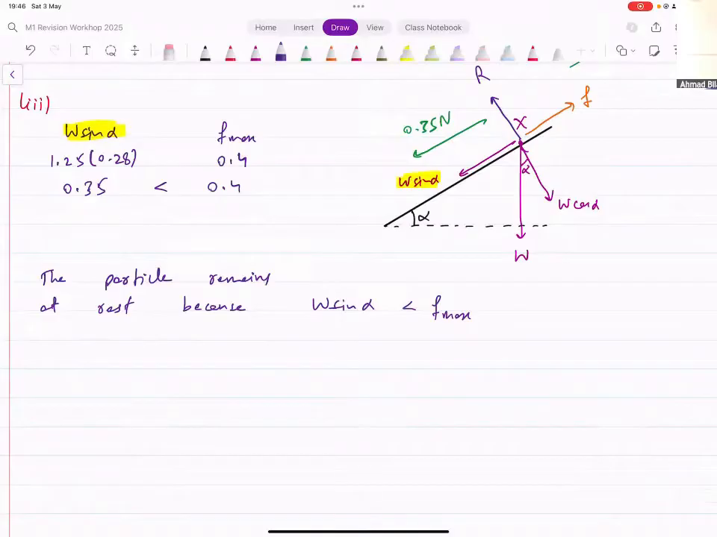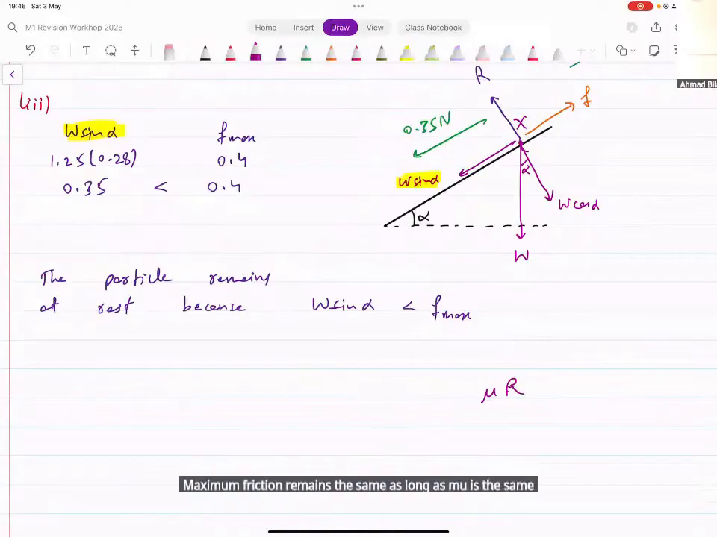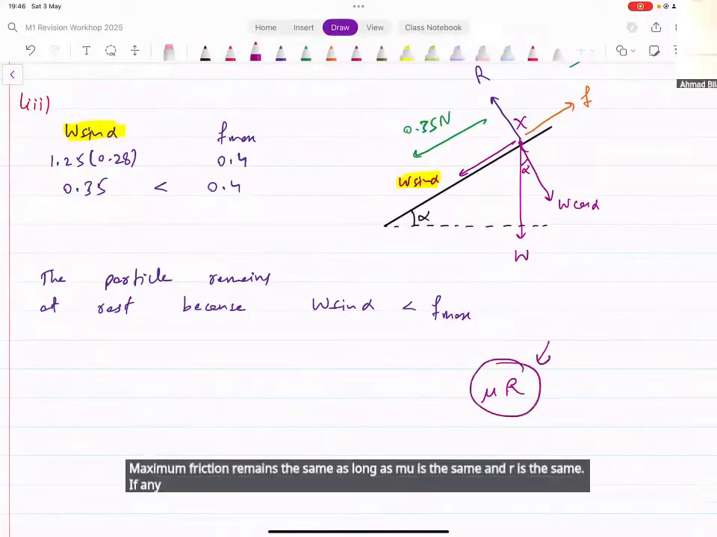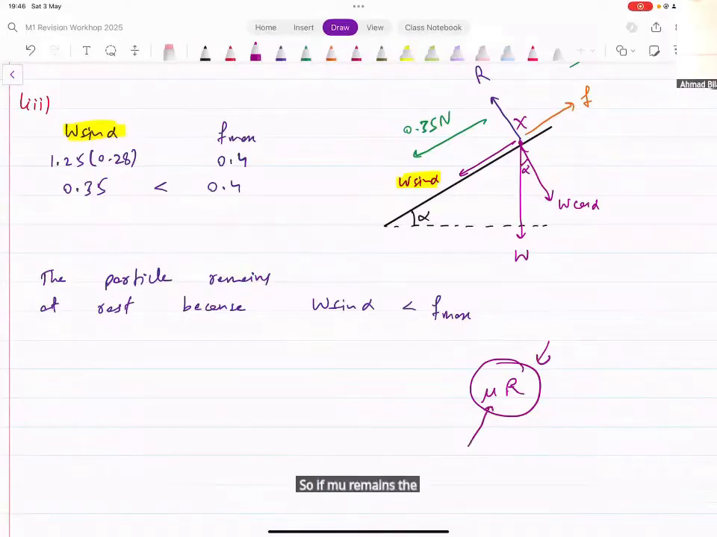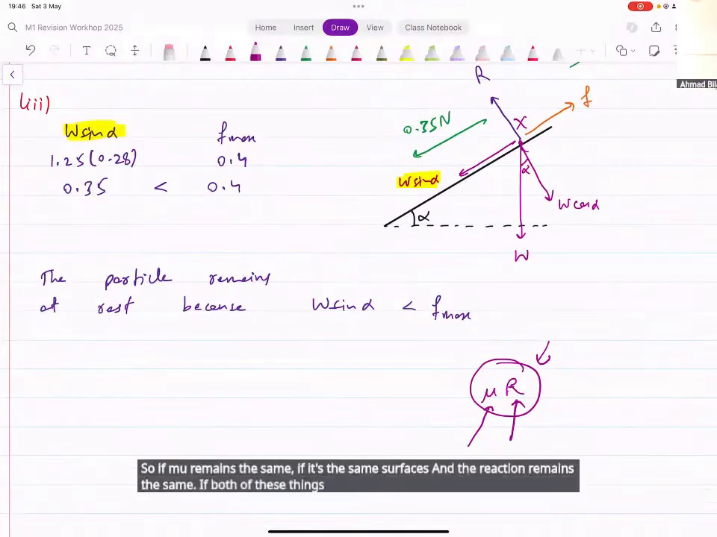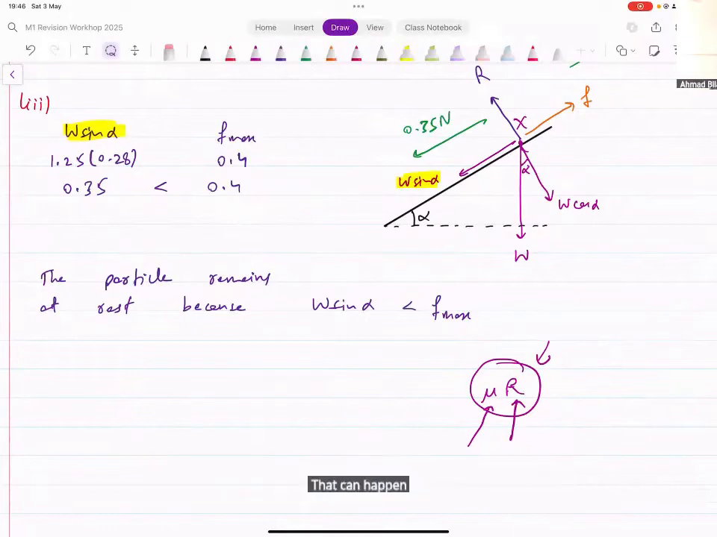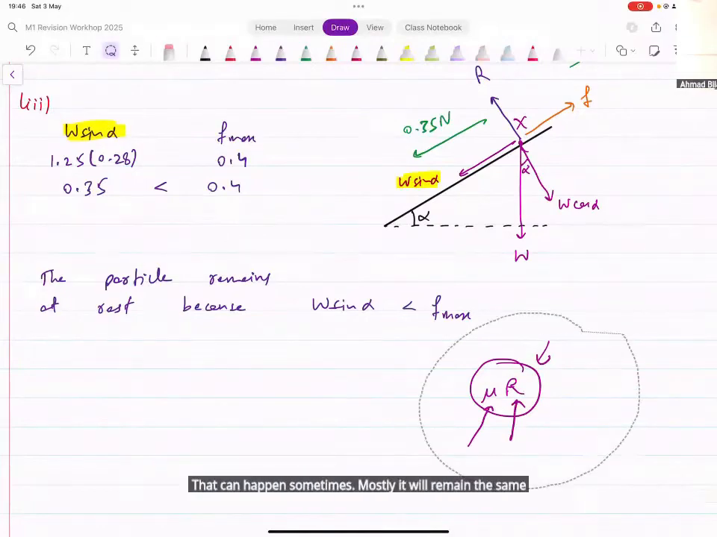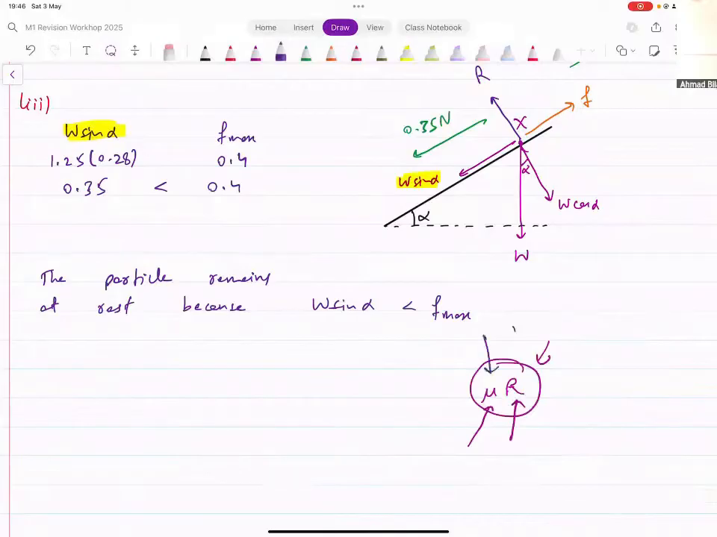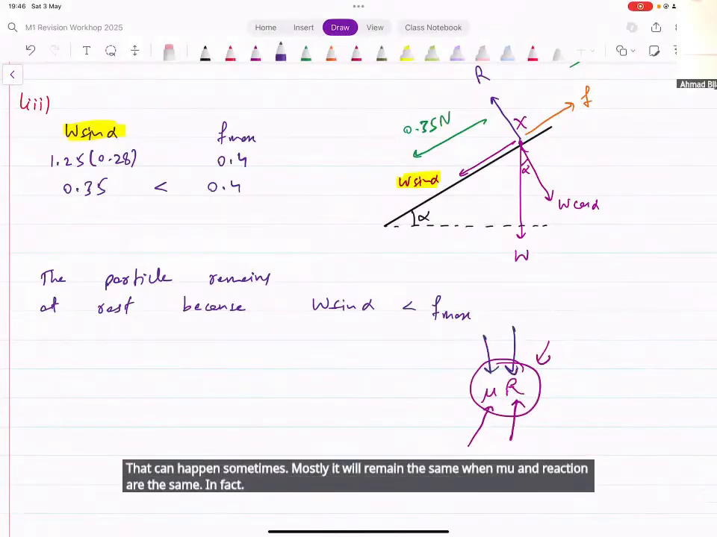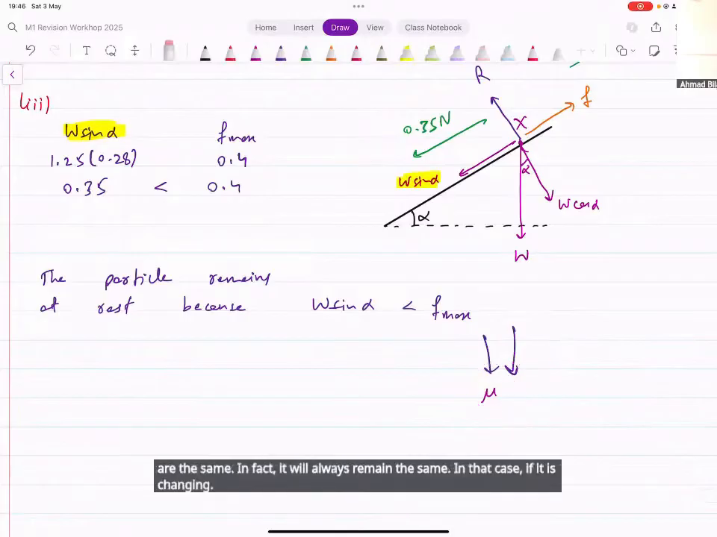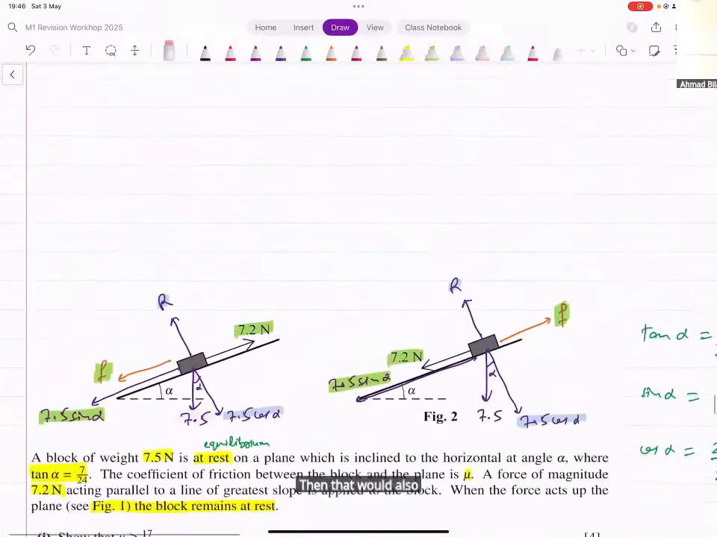Maximum friction remains the same as long as mu is the same and R is the same. If any one of these two things changes, then the maximum value of friction changes. So if mu remains the same, if it's the same surfaces, and the reaction remains the same, F max is also going to remain the same. Otherwise, it might change from one part to the next. In fact, when mu and reaction are the same, it will always remain the same.